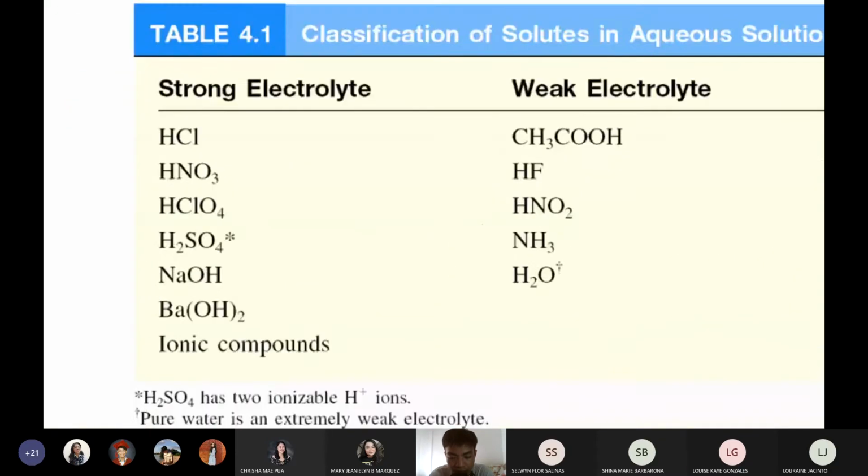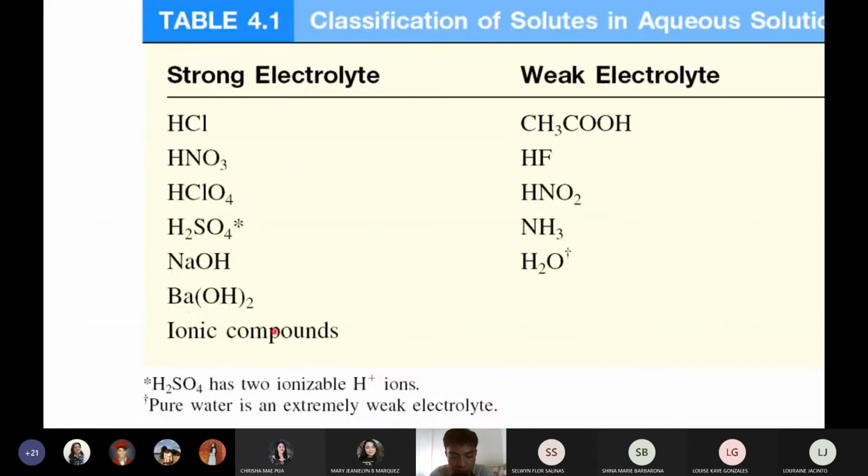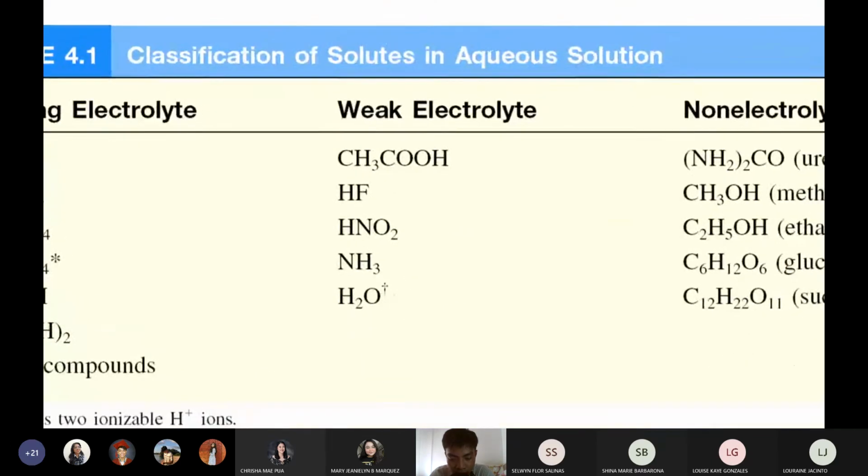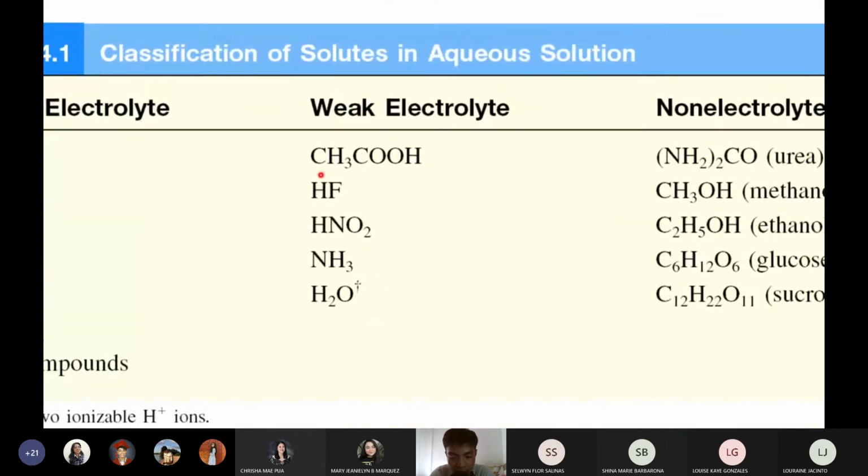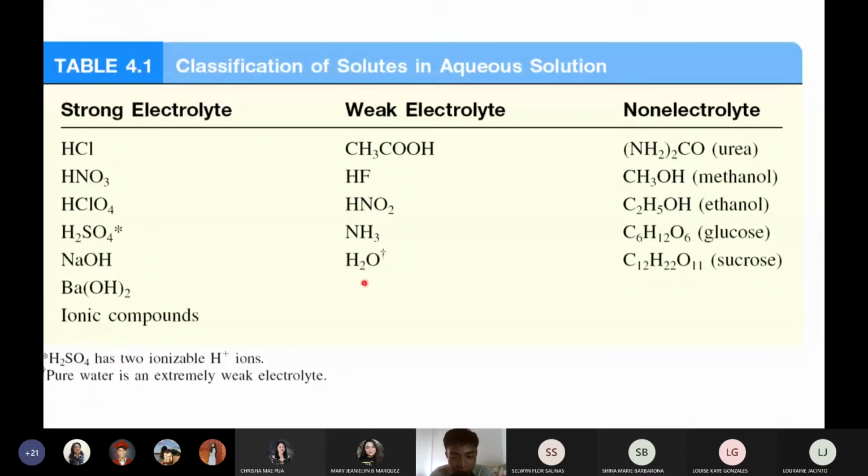So, nakikita nyo, ionic compounds, sila yung usually na strong electrolytes. Pero yung mga weak electrolytes, ito yung mga organic stuff, such as acetic acid, ammonia, even water, weak electrolyte yan. And yung mga non-electrolyte, ito yung mga molecules that do not have cation nor an ion. Wala silang ganun. Molecule lang talaga. Okay?